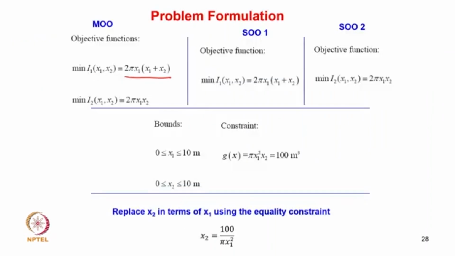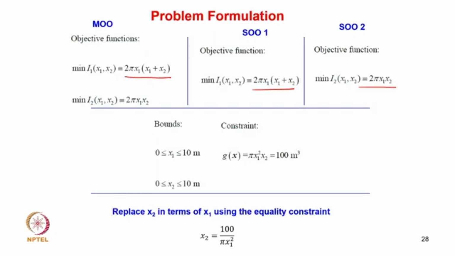Now how can we solve this? Let's look at the individual objectives first. We can solve the first objective separately, and then the second objective separately, just to see how the optimum solutions are going to vary if I solve the single objective optimization instead of solving both these objectives simultaneously. We will see how both these objectives can be solved simultaneously as well.